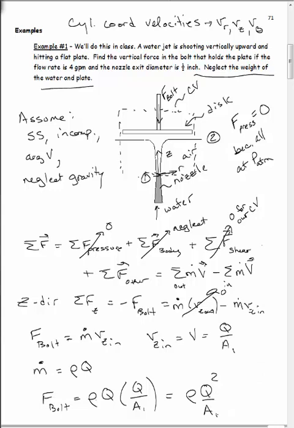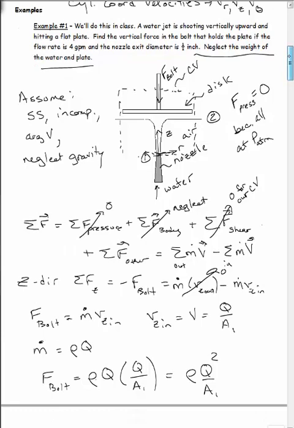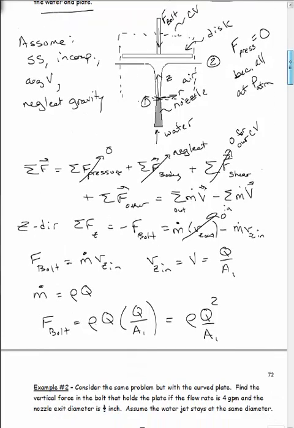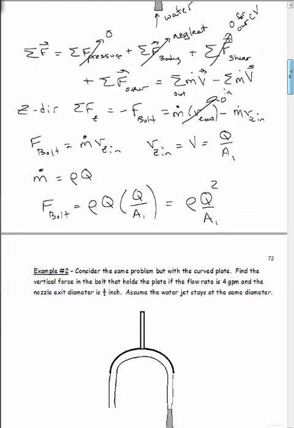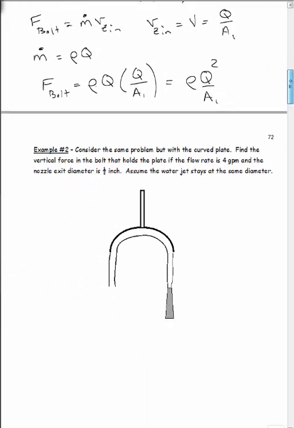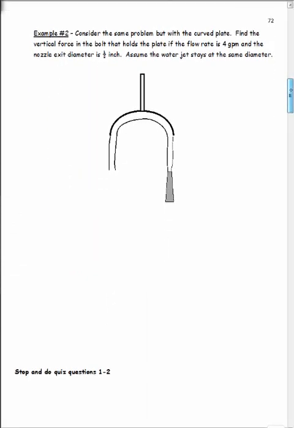All right. I'm not going to plug in numbers for that in the interest of time, but there's your one example. That's how you go through these things. And the direction of the velocity is very important in these problems. So here we have another example.